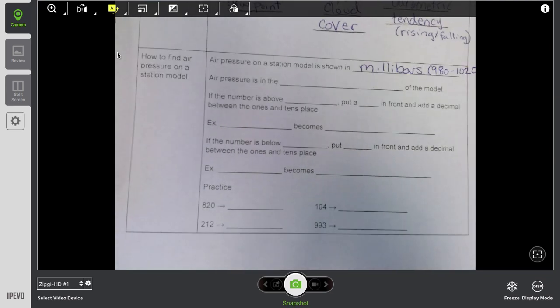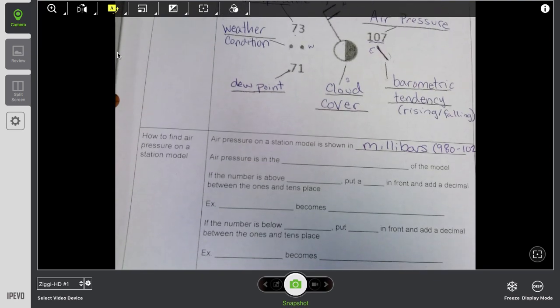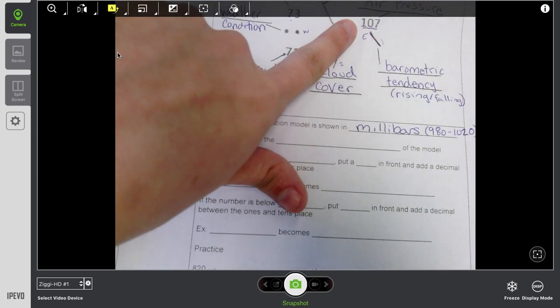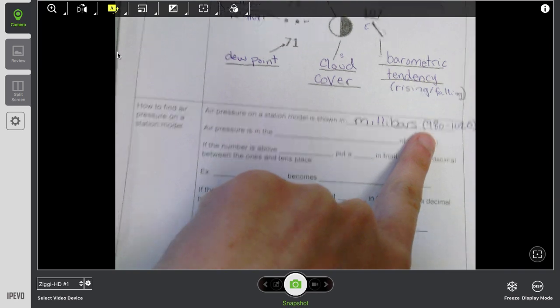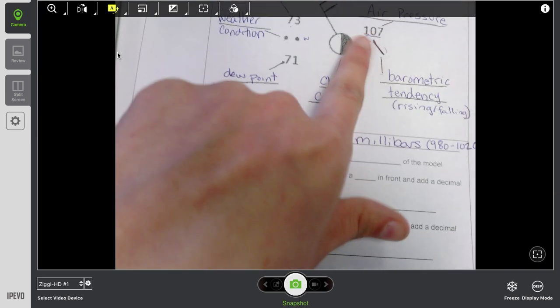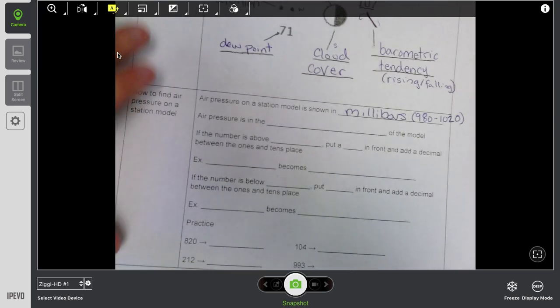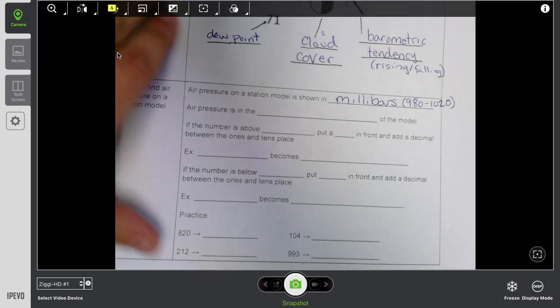Now, on a station model, you might remember, well, this is 107. That is completely different from that. So what is that? Is that super low air pressure? No, it's not. We actually are going to change that number on the station model to get what the actual air pressure is.